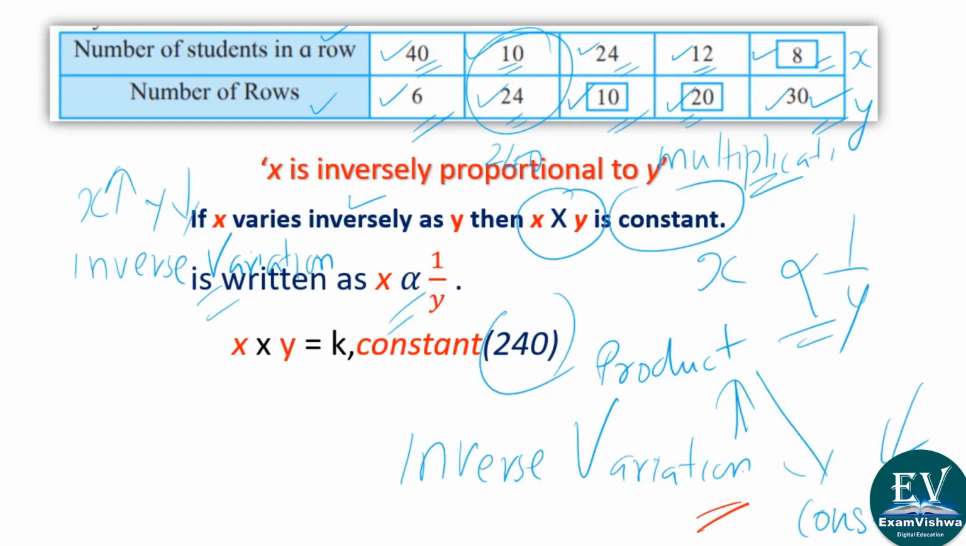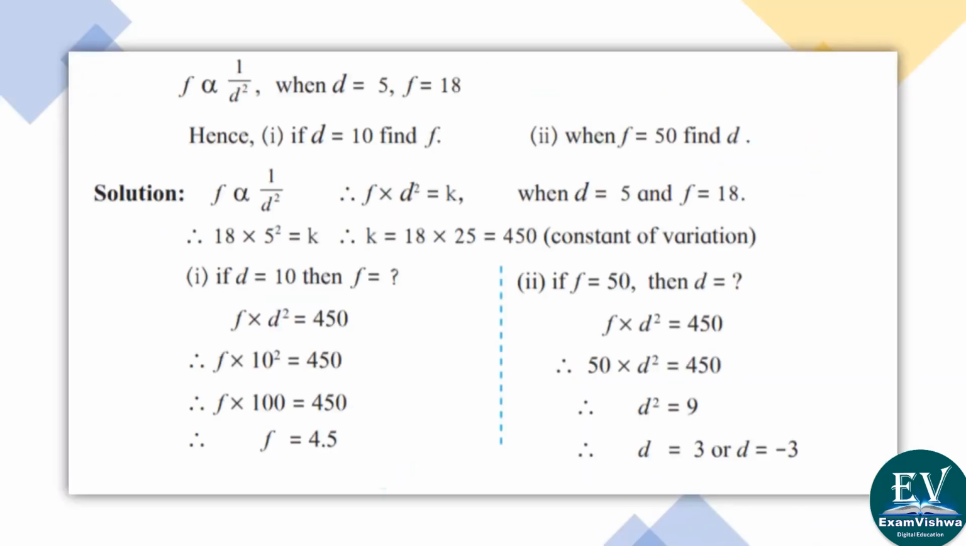इनवर्स वेरिएशन कैसे पहचानेगा? एक नंबर बढ़ेगा तो दूसरा नंबर कम होते जाएगा. 40 है तो 6, 8 है तो 30, प्रोडक्ट इज 240. That way you should understand this situation. Let us go ahead. So x can be calculated by k upon y depending upon what thing is asked. Sometimes it will be a direct question.